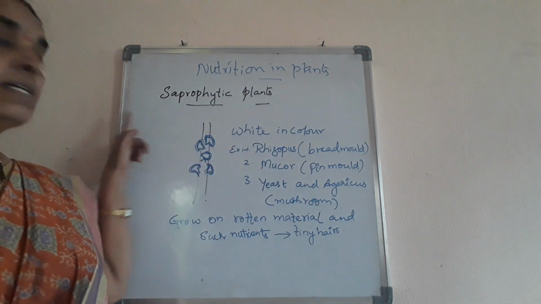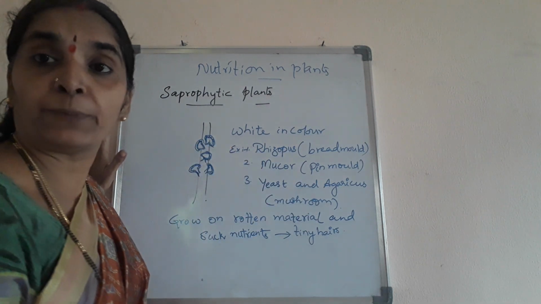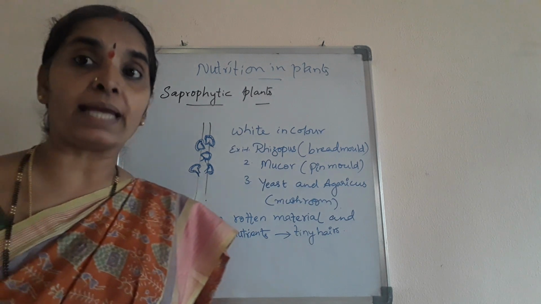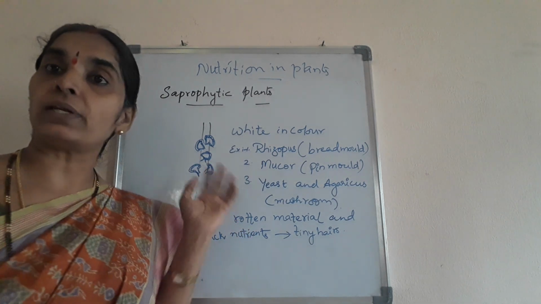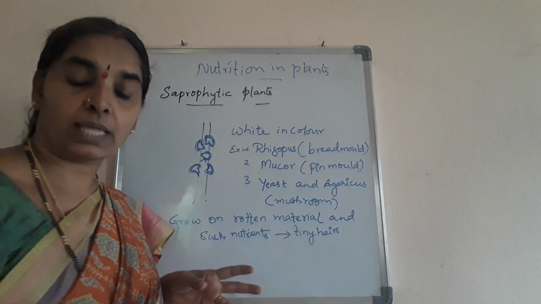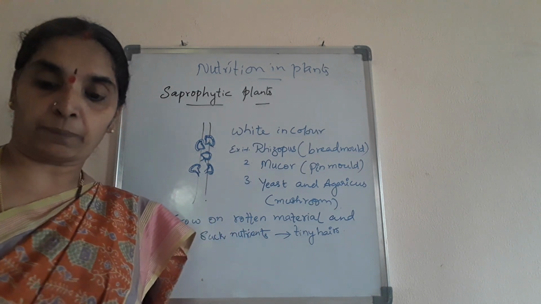Next, children, saprophytic plants. Saprophytic plants, as you know, depend on dead and decayed organic matter for their food. They are generally white in color. You know it. The examples are mushrooms, isn't it? So there are so many types of saprophytic plants, as you know.